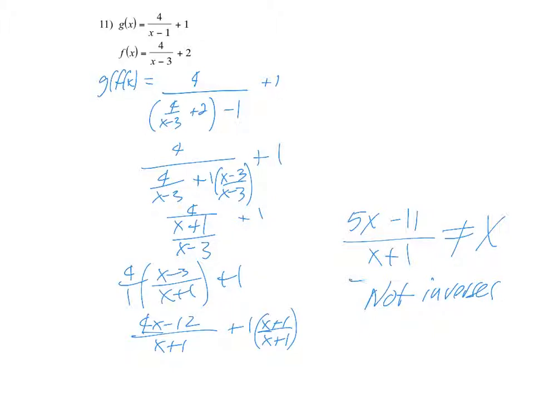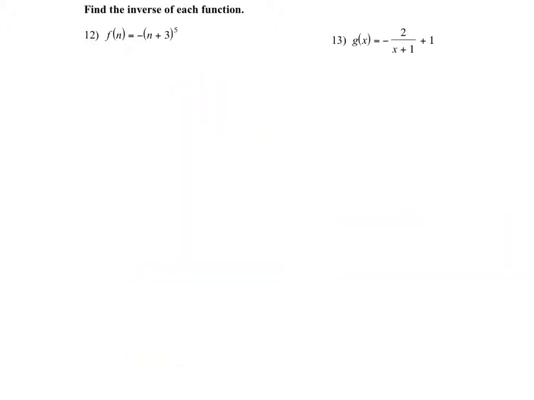Again, if it doesn't work for one, they're not inverses. If it doesn't work for both, they're still not inverses. If g of f of x and f of g of x both equal x, they are inverses. We're done. Okay, so 12, 13, 14, and 15, we're finding the inverse of the function.